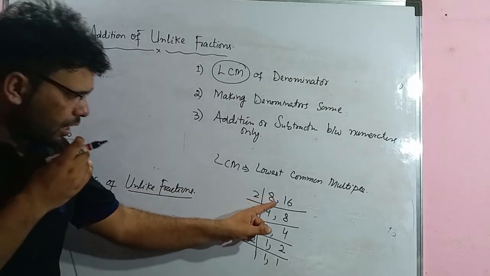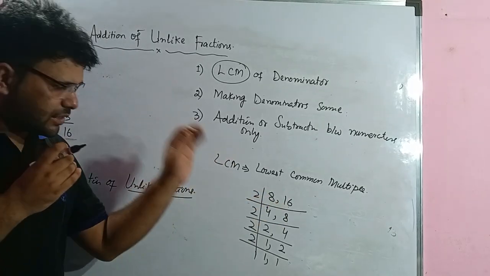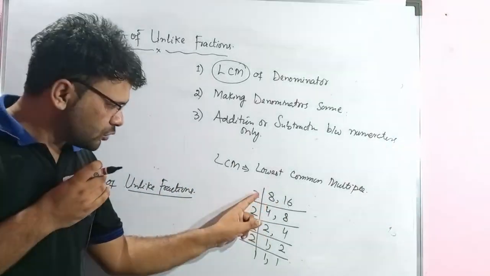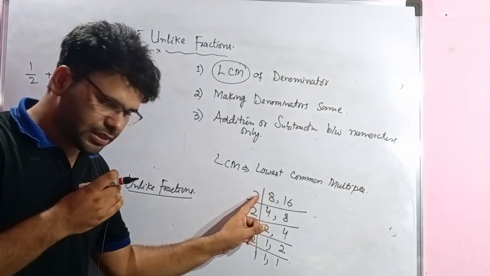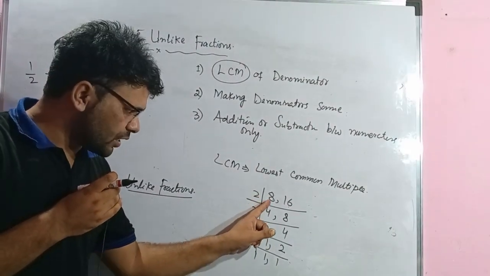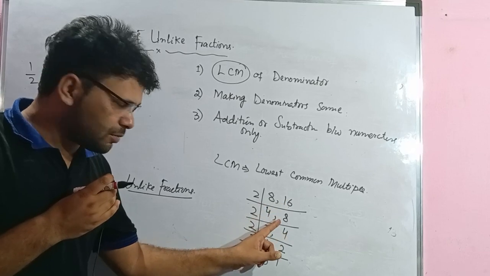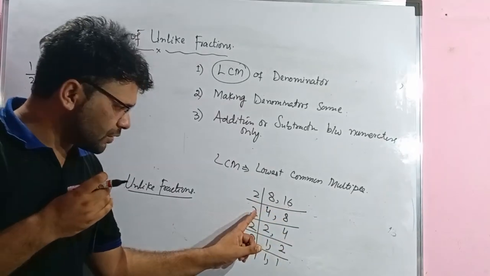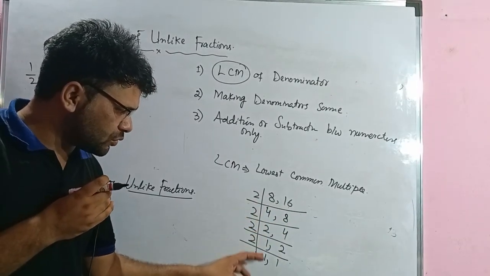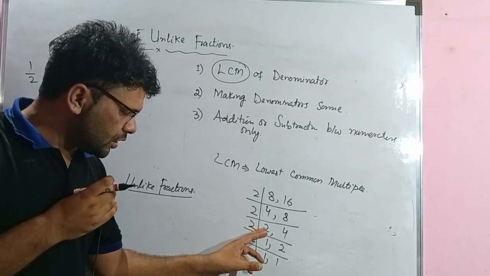I put 8, 16. Then I started with the 2 division. 2 4s are 8, this 8 comes in the table of 2, yes. 2 4s are 8. This 16 comes in the table of 2. 2 8s are 16. Once again I did the same procedure with the 2 till I got here 2 4.